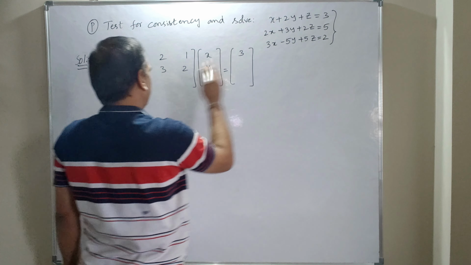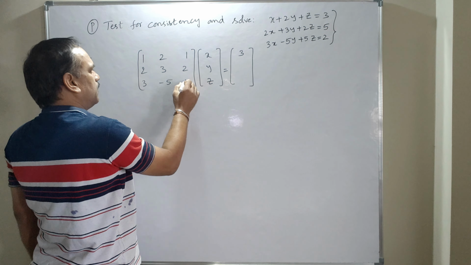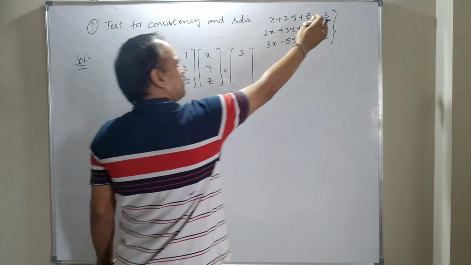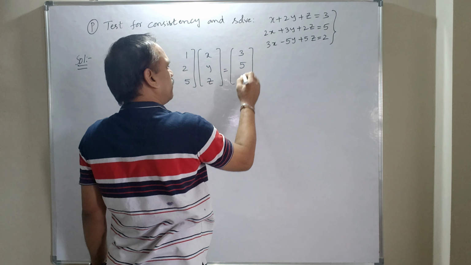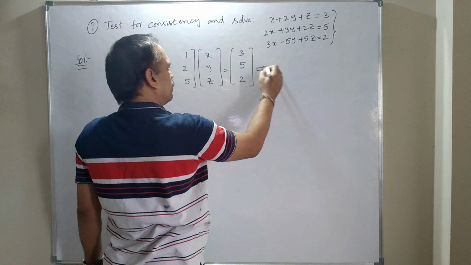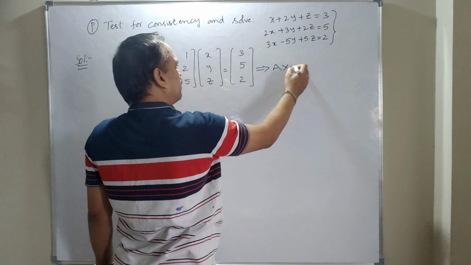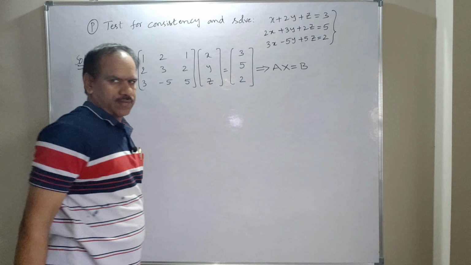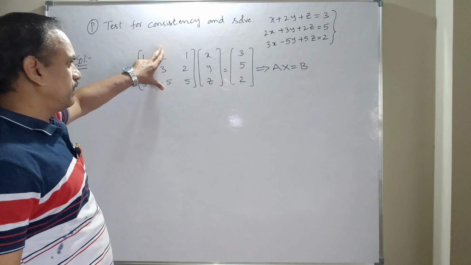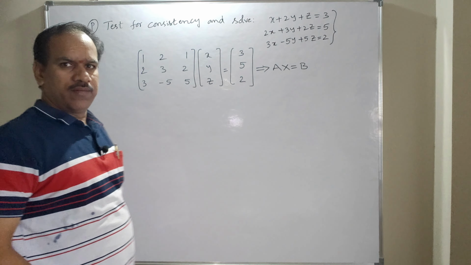3, minus 5, 5. This is coefficient matrix. Right hand side 3, 5, 2, right? So it is nothing but Ax equal to B. So what is the matrix A? This is matrix A, this is matrix B.